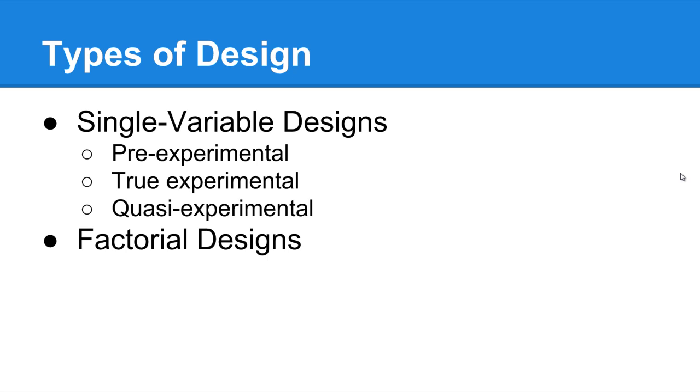There are two major classes of experimental designs: single variable designs and factorial designs. A single variable design is any design that involves one manipulated independent variable. There are three subtypes of single variable designs, which are pre-experimental, true experimental, and quasi-experimental. A factorial design is any design that involves two or more independent variables, at least one of which is manipulated.